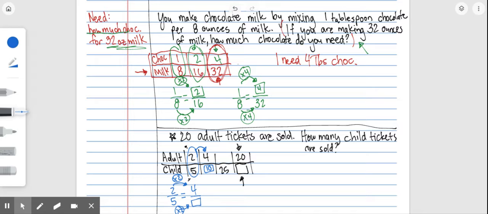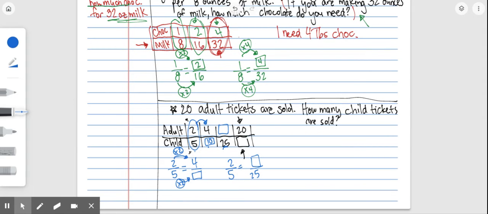Okay, let's find this next ratio right here. I know that 25 child tickets are sold. I want to find out how many adult tickets are sold. Well, this time, 10 can't go to 25. Like 10 times nothing equals 25. So I've got to use that original fraction. So 2 adult tickets for every 5 child tickets equals how many adult tickets for 25 child tickets? I know that 5 goes to 25. How many groups of 5 children will make a group of 25 children? Well, 5 times 5 equals 25.